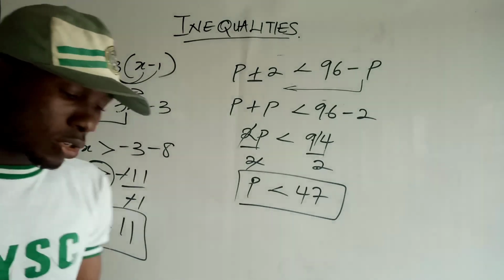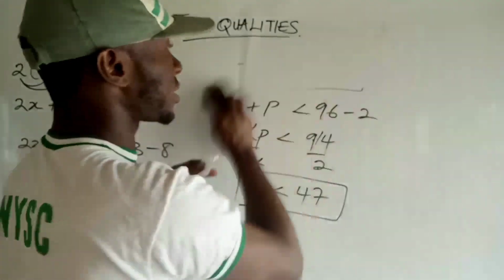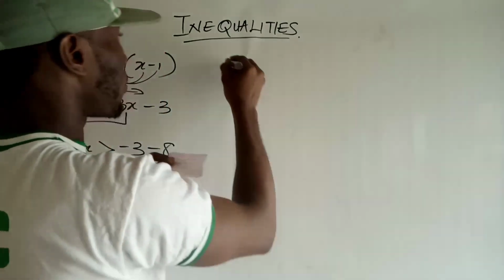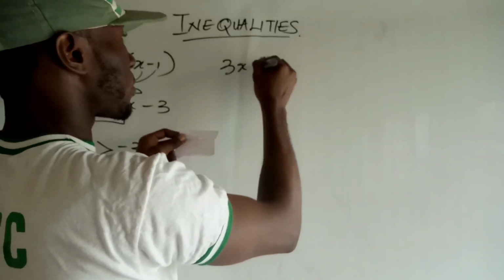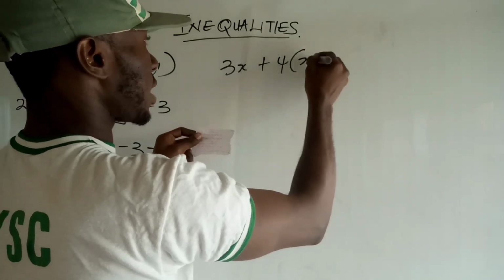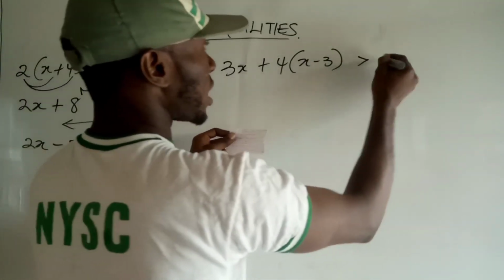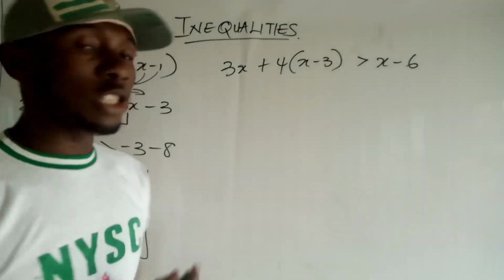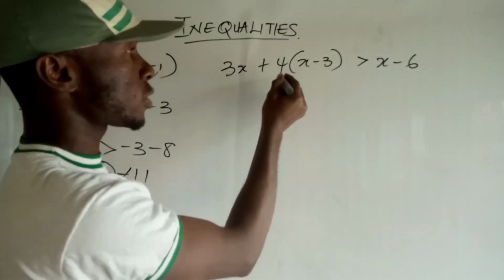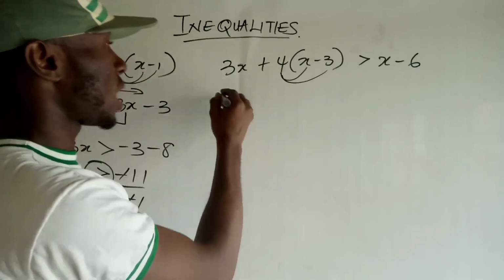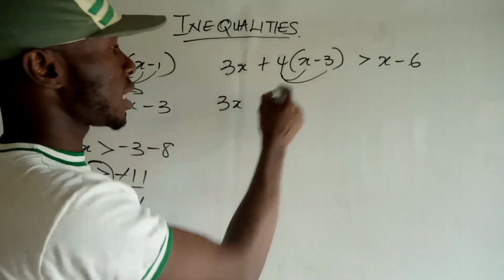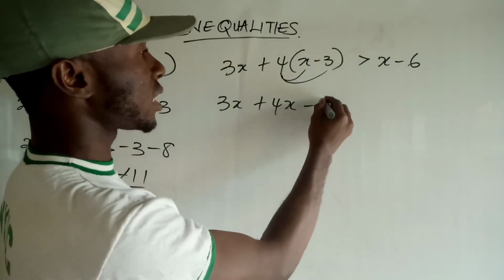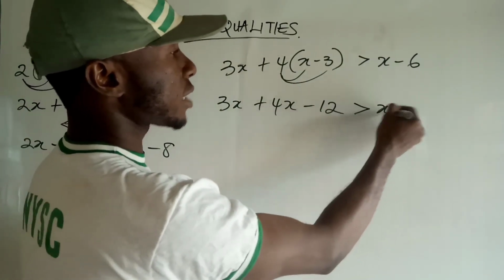So the last question on our list is question number 6. Question number 6 says you have 3x plus 4 into bracket x minus 3 greater than x minus 6. Wow, this one is very simple. And the first thing you want to do is to remove the bracket. Use 4 to open up the bracket. So you have 3x, 4 times x will give me 4x, and 4 times negative 3 is going to give me negative 12, greater than x minus 6.